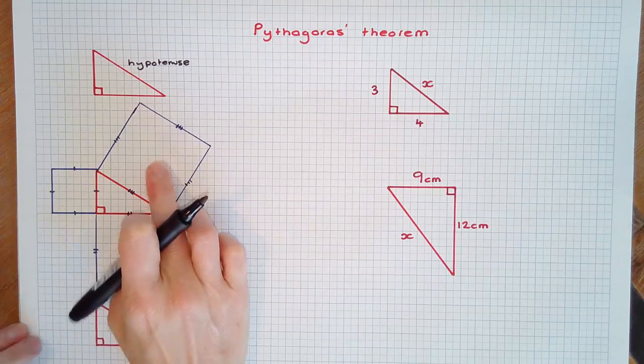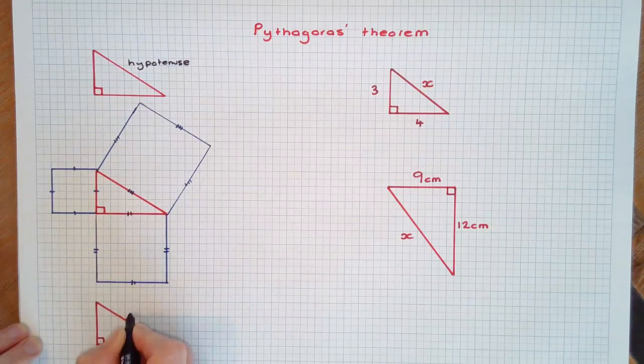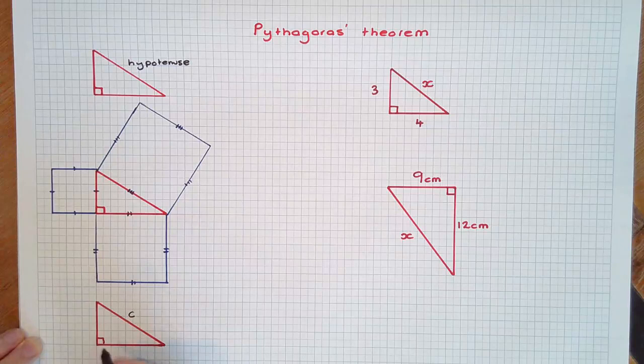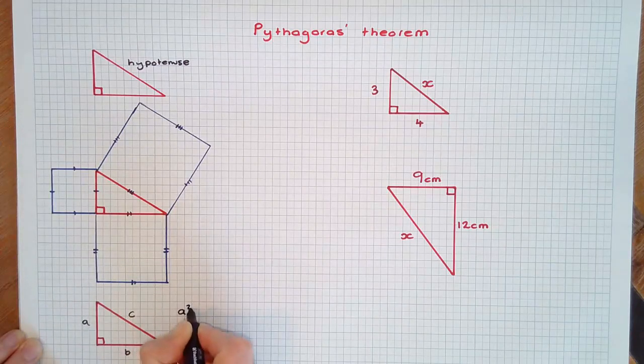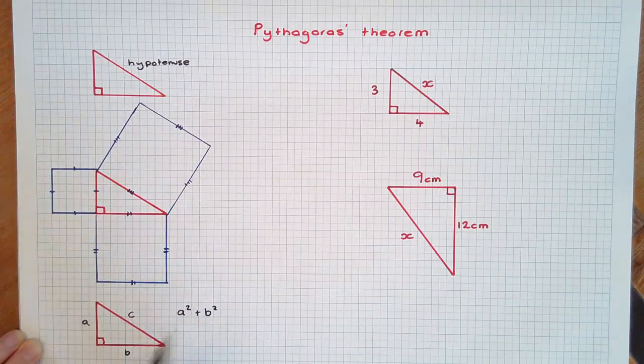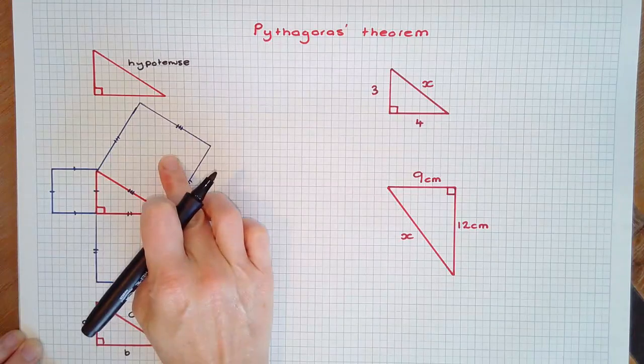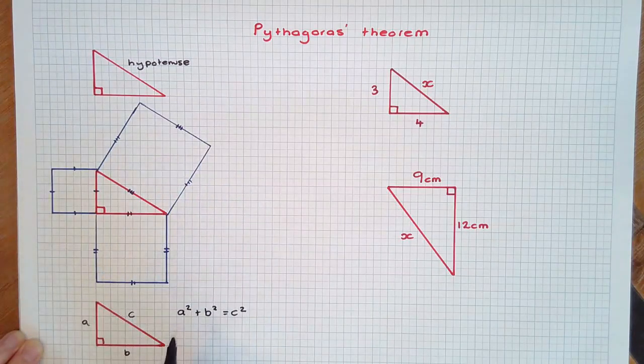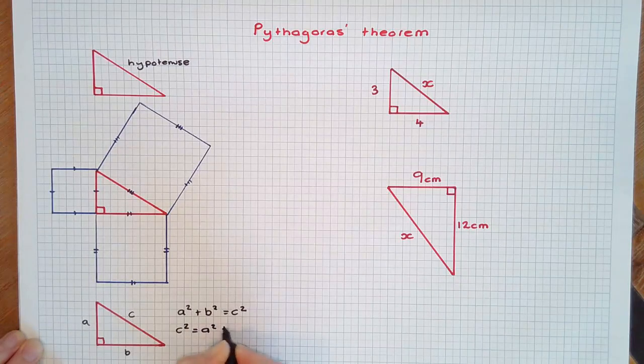In symbols, if we label the hypotenuse c and the other sides a and b, they could be labelled around the other way, we can relate this fact that a squared plus b squared, being the squares of the two shorter sides, equals c squared, being the square of the hypotenuse. Alternatively, we could write c squared equals a squared plus b squared.